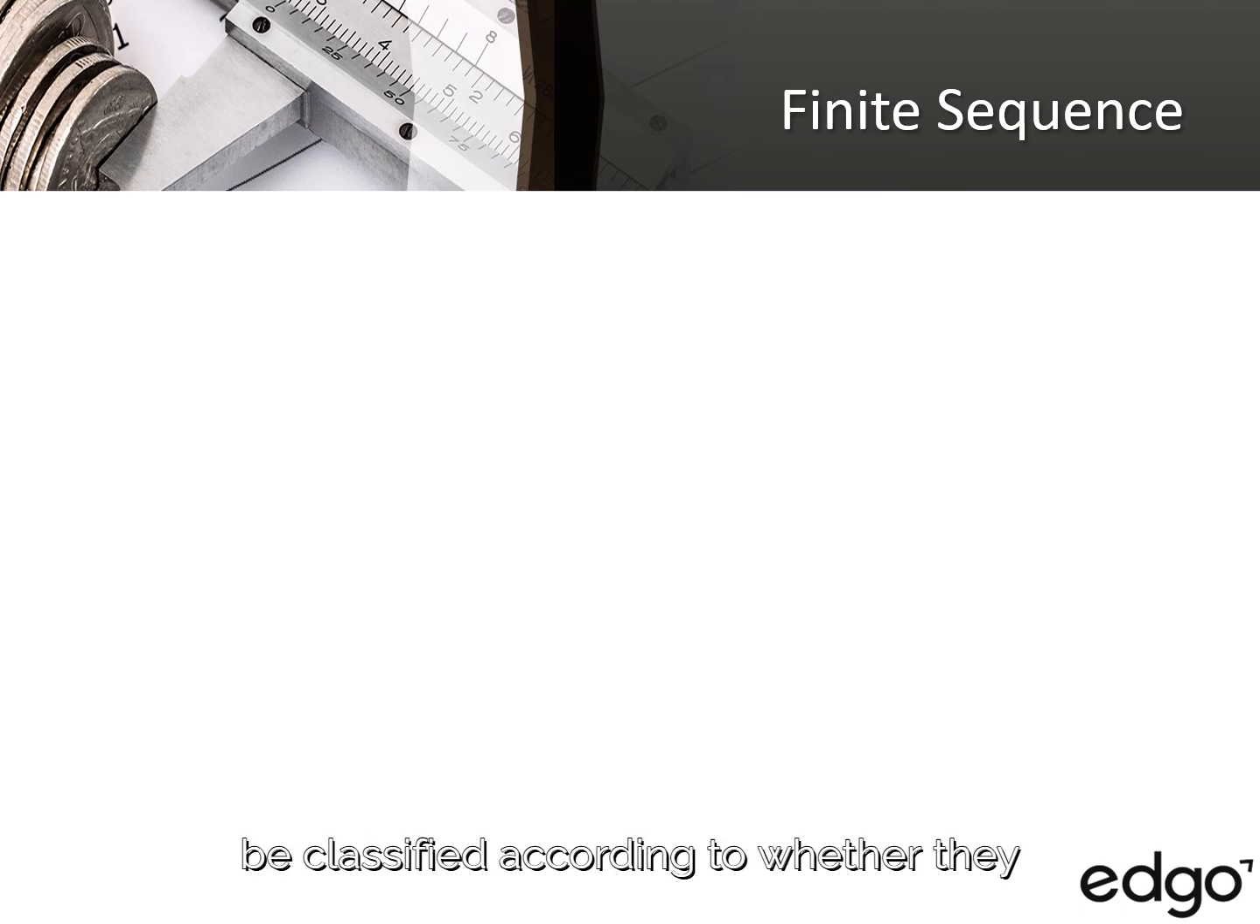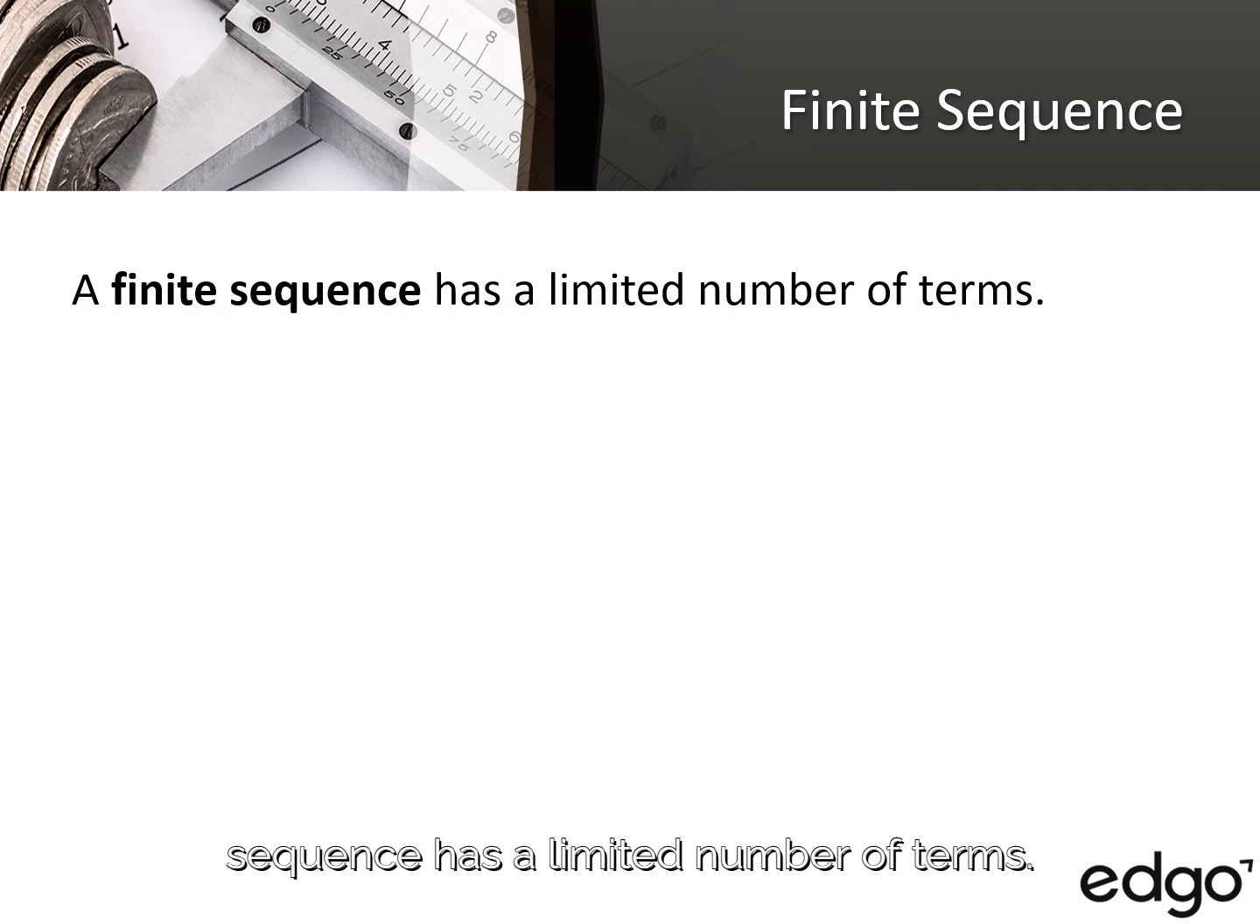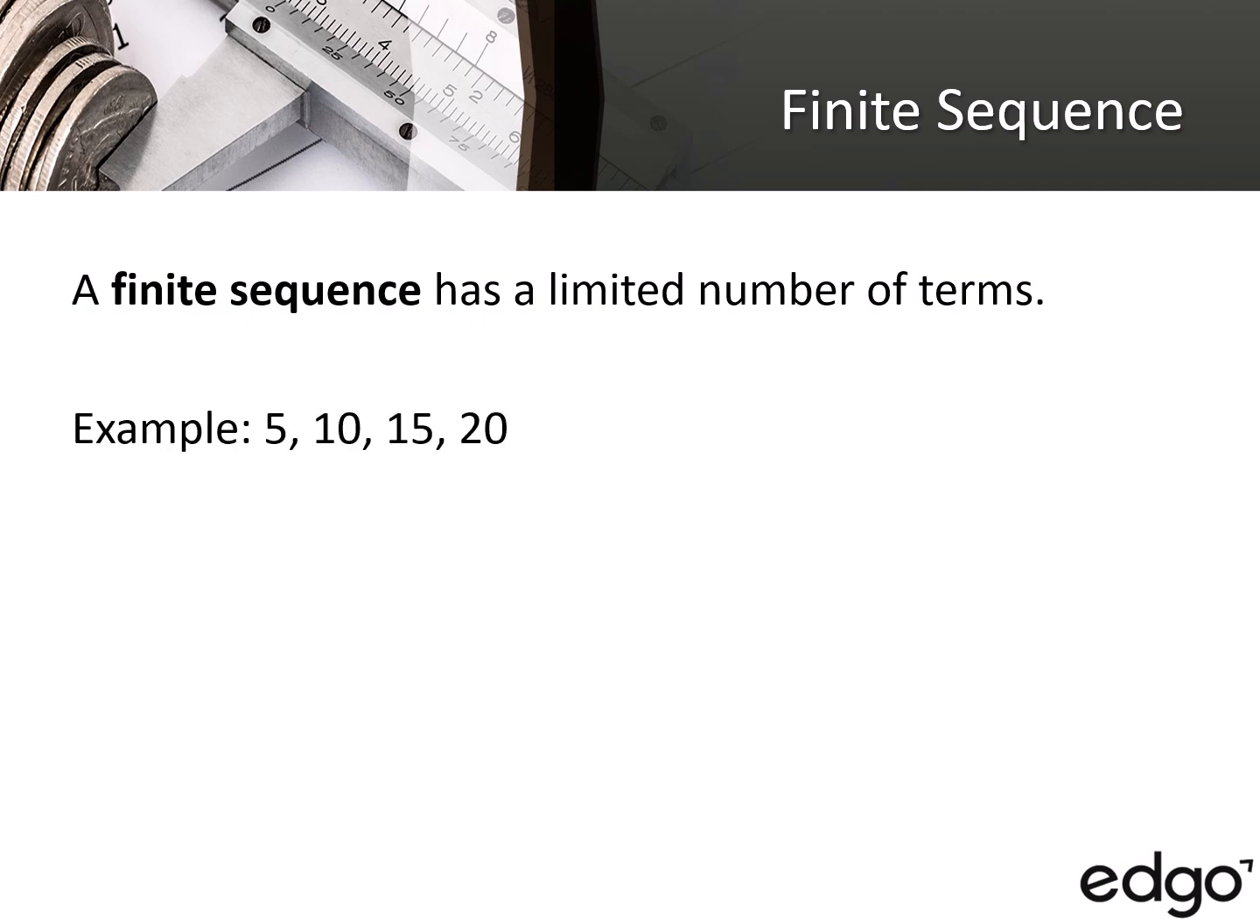Sequences may be classified according to whether they end or continue indefinitely. The first type is a finite sequence. A finite sequence has a limited number of terms. Consider the example: 5, 10, 15, 20. In this example, the sequence contains 4 terms.